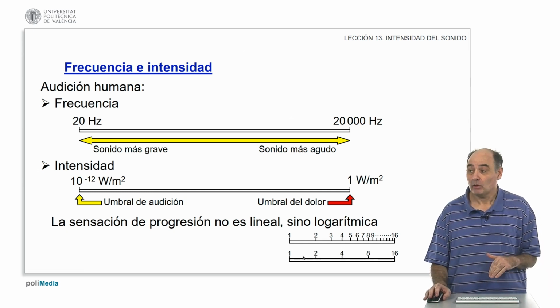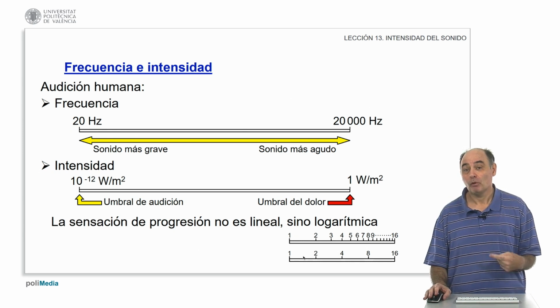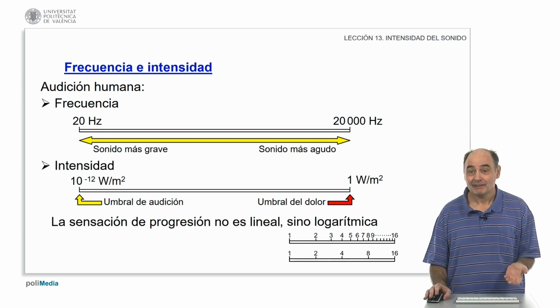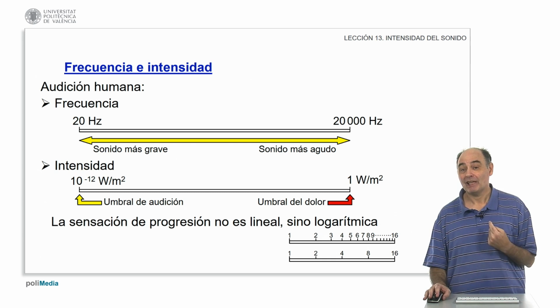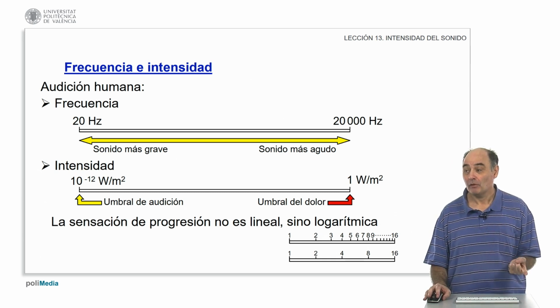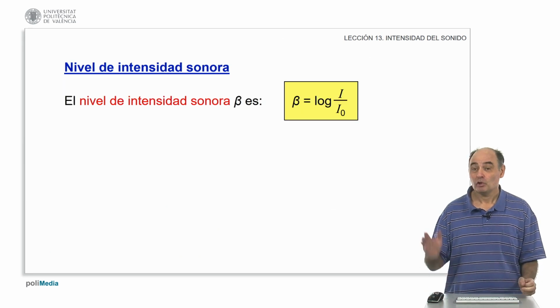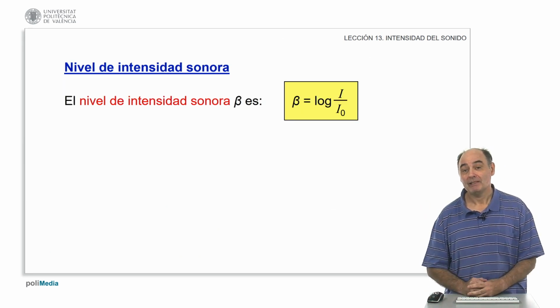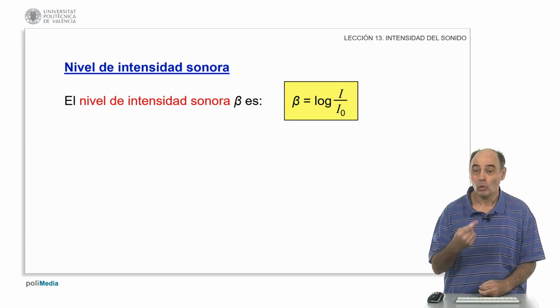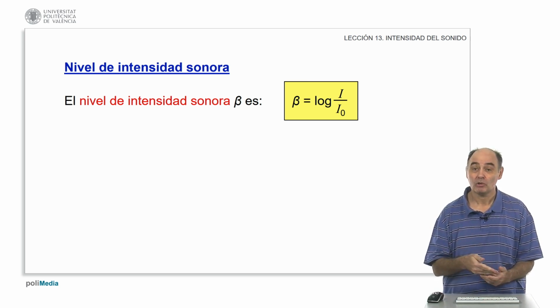Evidently the opposite happens. If I have an intensity evolving in the form of a line, it gives me a logarithmic sensation. For my sensation to be linear, the intensity has to work in an exponential way. That is why we use this concept, the level of sound intensity, in which we work with logarithms, to give me the impression that 1, 2, 3, 4, which are logarithms, are a constant evolution.